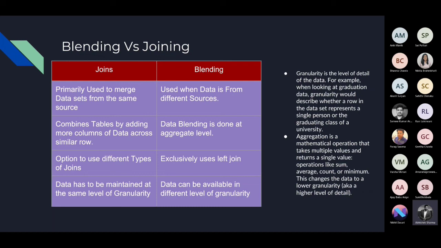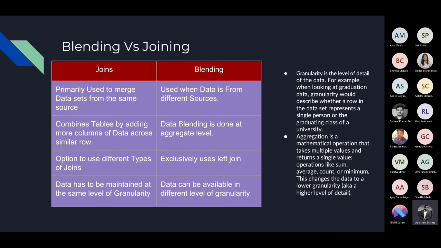Third one is the option to use different types of join. In the case of joining, you can have left join, right join, equi-join, full outer join, cross join. But in case of blending, it will always be a left join. And the final one being data has to be maintained at the same level of granularity. In the case of joining, it is the prerequisite there. But in case of blending, data can be available in different levels of granularity as well. So that is the biggest advantage when we are working with data blending.